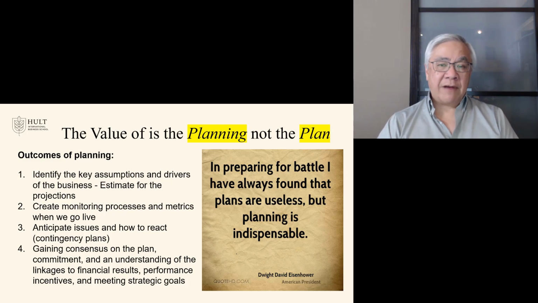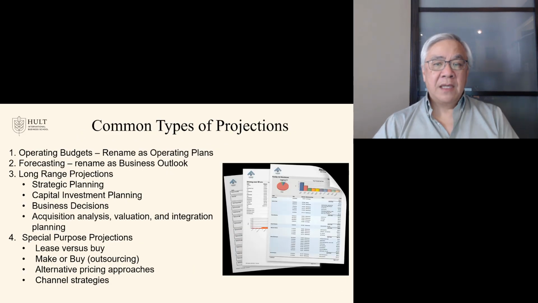And finally, we have a higher chance of meeting our strategic goals, which is our objective anyway, to move our year in, year out performance toward a longer run plan for the company. So we have many different types of projections. This is only 4 groups of projections.